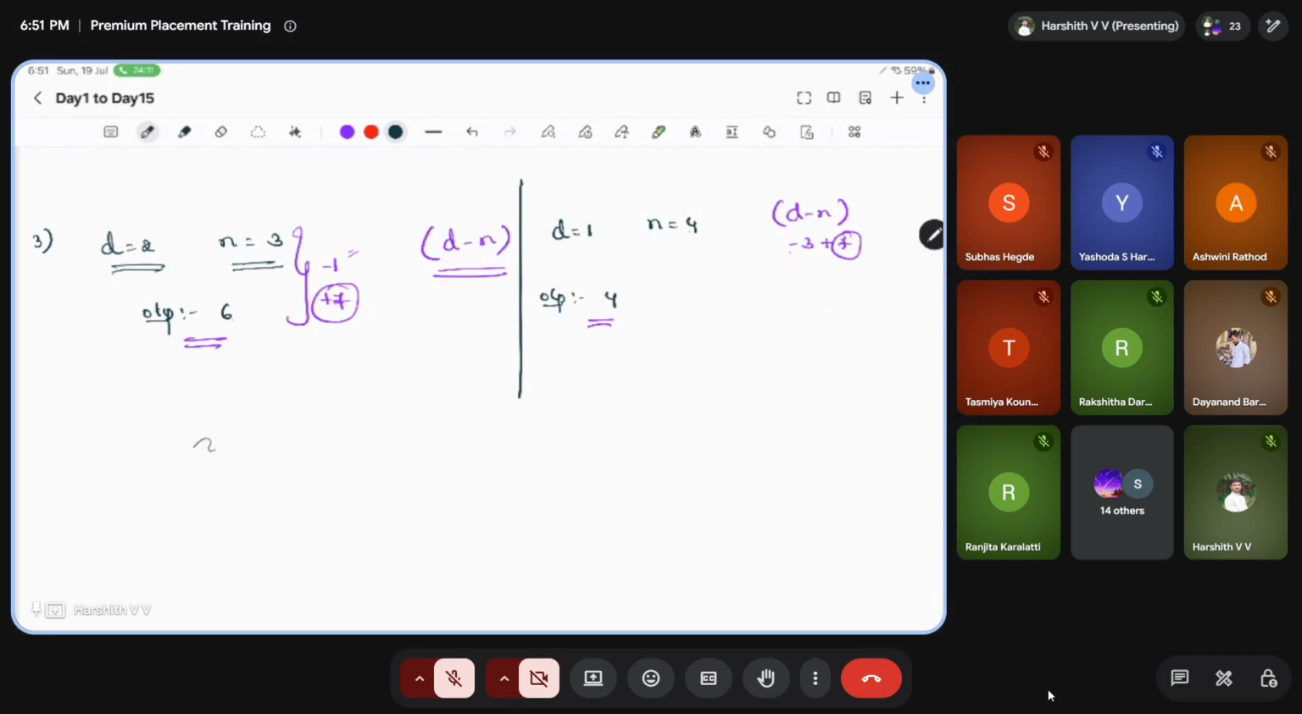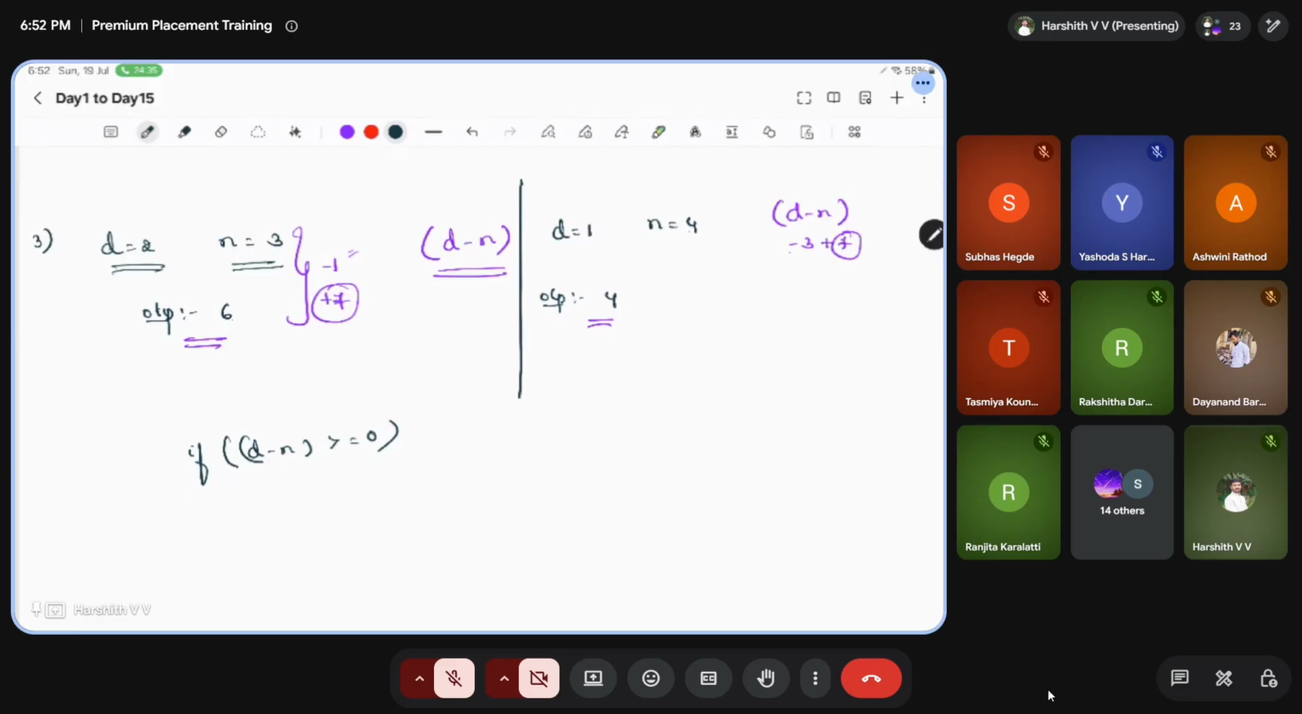Or else we can check like this. If d minus n is greater than or equal to 0. Can I write like this? Yes, sir, you can. D minus n greater than or equal to 0 means a positive number. If you get d minus n as a positive number, you don't have to add this. But if it's a negative number, you add plus 7. So the calculation changes.